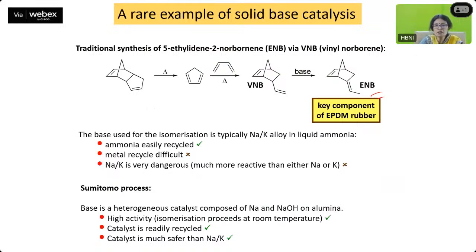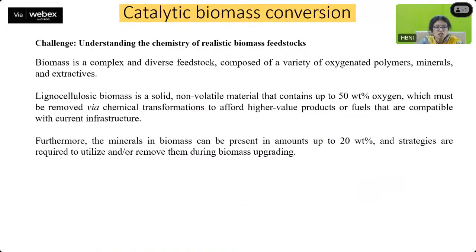So how do you get rid of this kind of thing? This is by using a Sumitomo process. And here the base catalyst which you are using is a heterogeneous catalyst, which is composed of sodium and sodium hydroxide on alumina. So it has a very high activity. The catalyst is readily recycled. And obviously it is much, much safer than the sodium-potassium alloy base which you are using for the synthesis of this ENB.